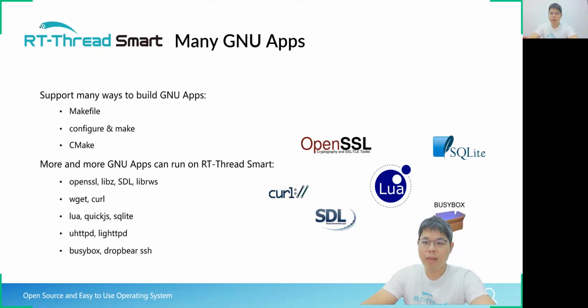First of all, RT-Thread Smart supports many ways to build GNU apps, such as Makefile, configure make, CMake, and so on. Secondly, more and more GNU apps can run on RT-Thread Smart. It means one build file only needs to set some environment variables and without any code modification. For example, you can run the OpenSSL, SDL, SQLite, BusyBox, and GNU libraries on RT-Thread Smart.